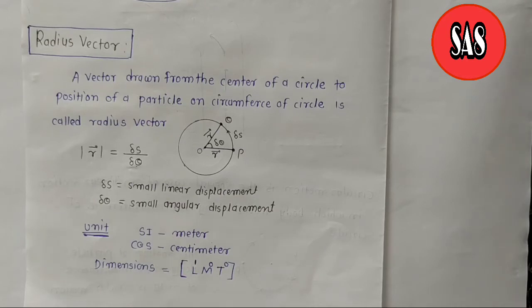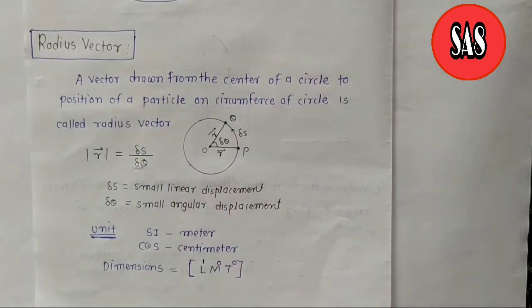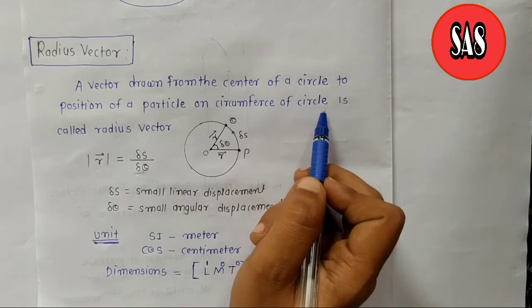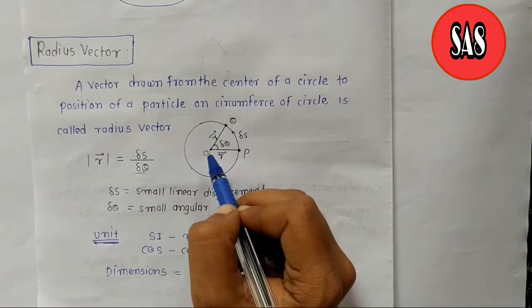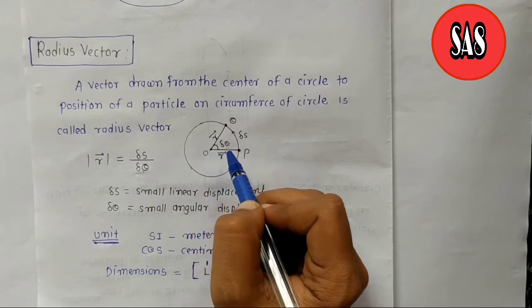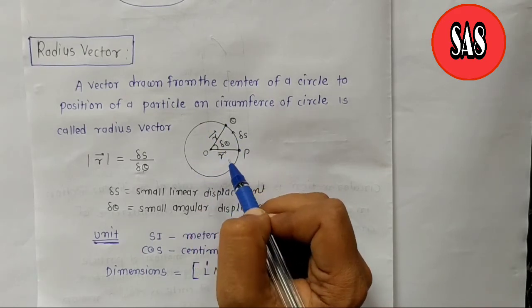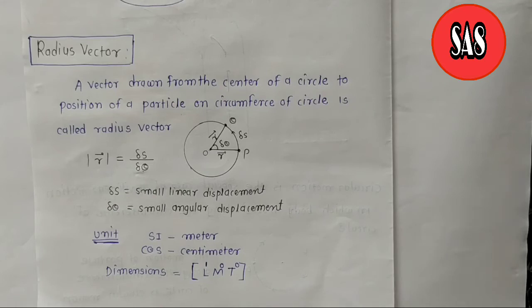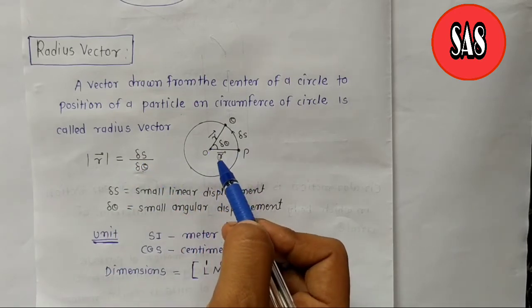Before knowing the angular displacement, we must first know the radius vector. A vector drawn from the center of a circle to the position of a particle on the circumference of the circle is called a radius vector. Here O is the center of the circle, and P is the position of the particle on the circumference. The particle must move along the circumference of the circle, and this vector drawn is called the radius vector.